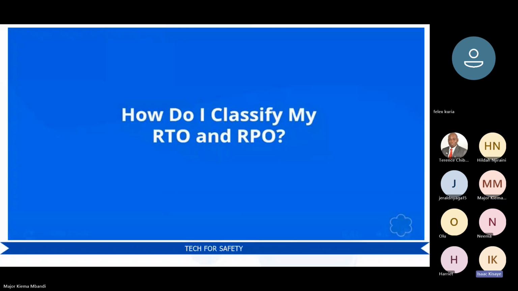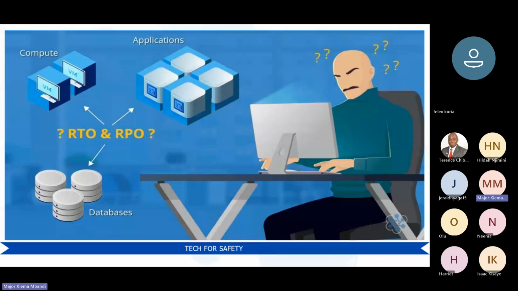So, how can you classify your RTO and RPO? Let's move on now. So you'll have your application running in EC2 instances, that is compute, VMs, and now a database.